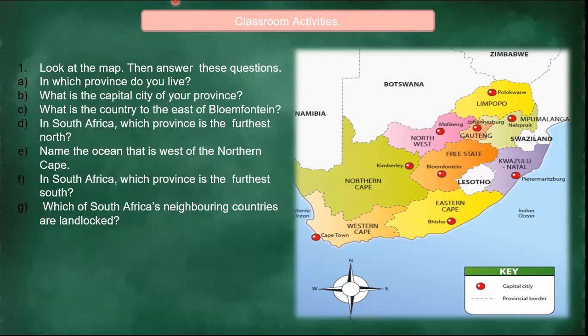Okay. Number G. In South Africa, which province is the furthest north? Okay, the one that is on the northern side. We have who? King.